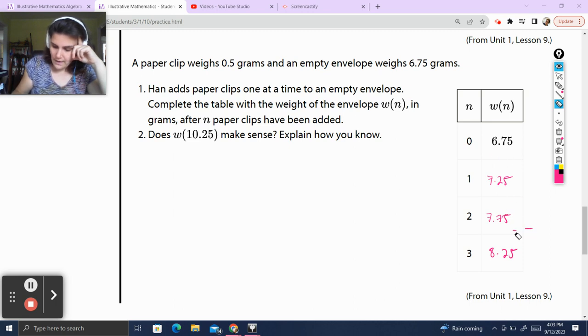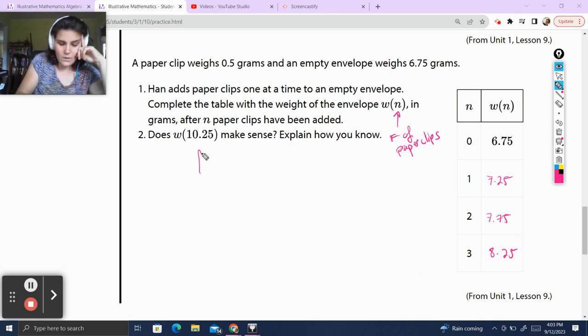So we added 0.05. Now we're adding the same value to each term, which tells me immediately this is an arithmetic sequence. Now, what we're plugging in is n. This represents the number of paperclips. So it's important to think in words of what we're talking about.